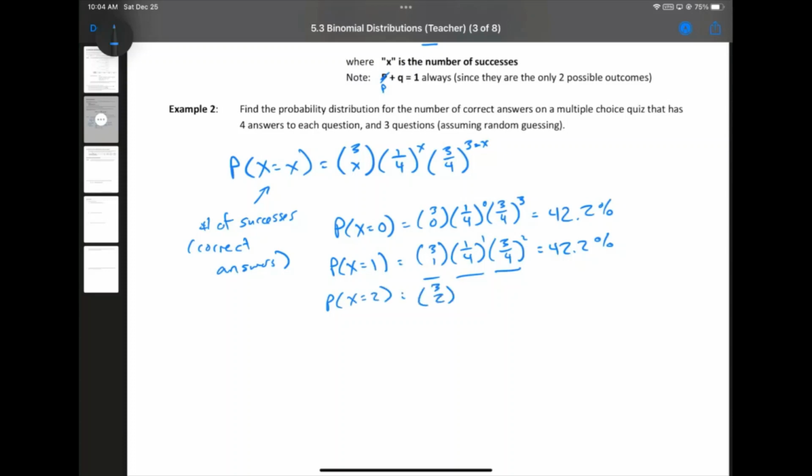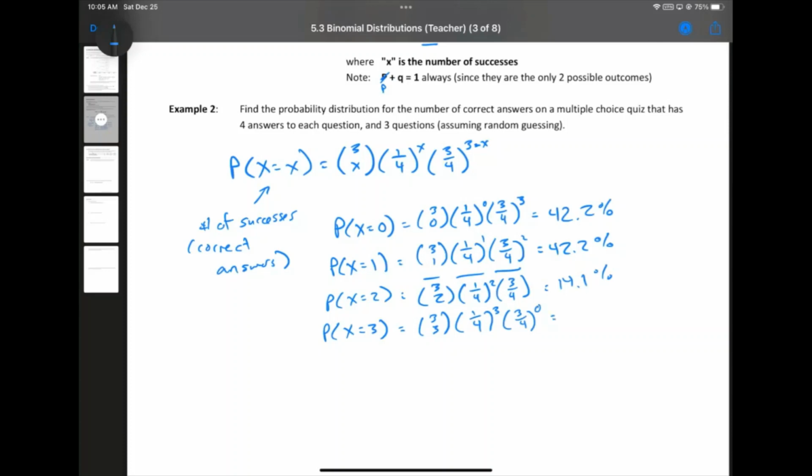Here we have 3 choose 2, 1/4 squared times 3/4. Okay, so 3 choose 2 is just 3 times 1/4 squared times 3/4. And I'm getting 14.1%. One outcome left: 3 choose 3. There's only one way that I can have 3 successes. That's success, success, success. 1/4 to the exponent 3 and 3/4 to the exponent 0.